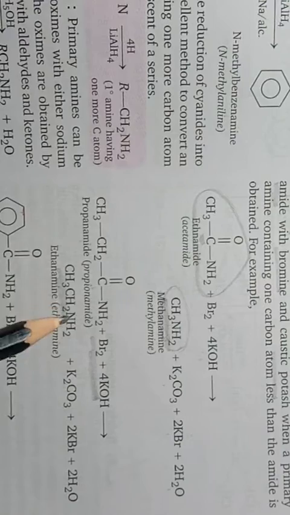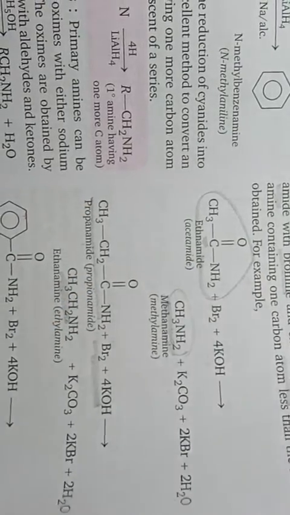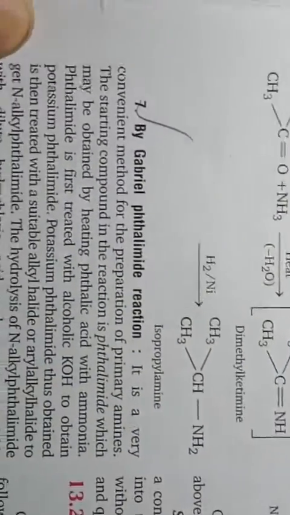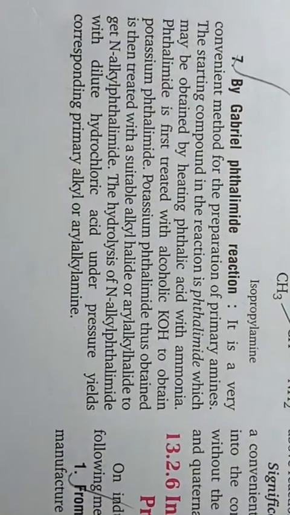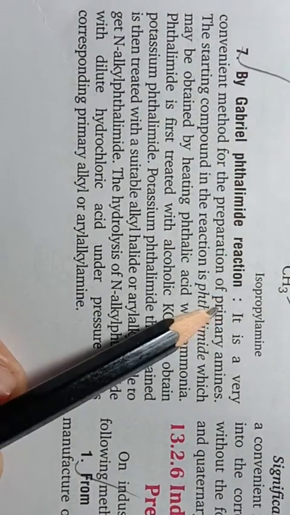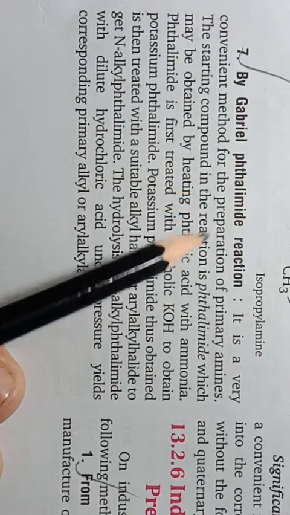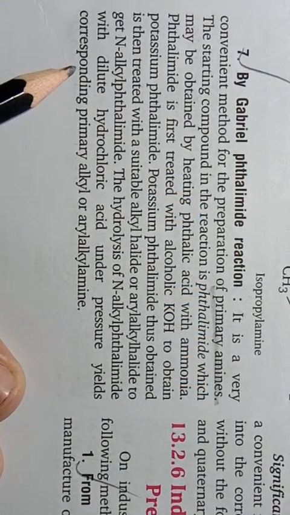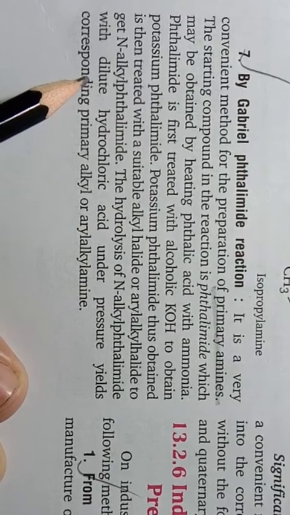So one carbon less than the parent amide compound. Okay, students. The next preparation is Gabriel phthalimide reaction, and this is the most convenient method for the preparation of primary amines in pure state.